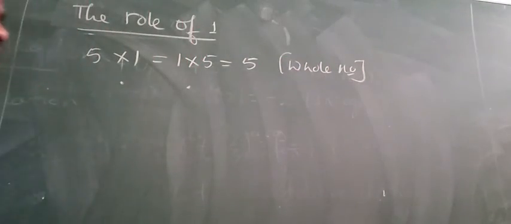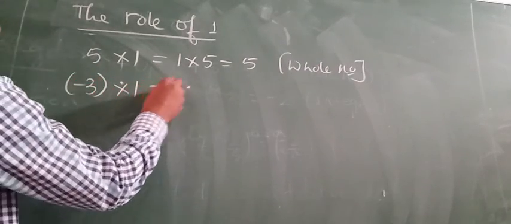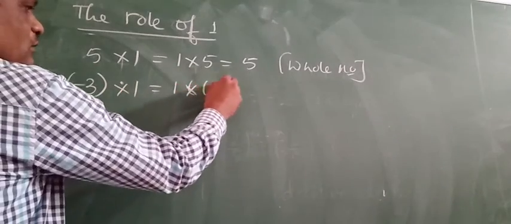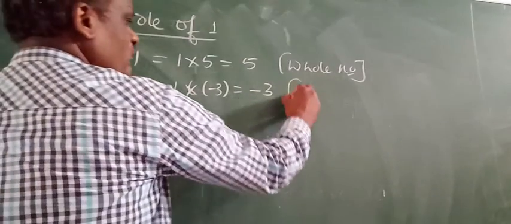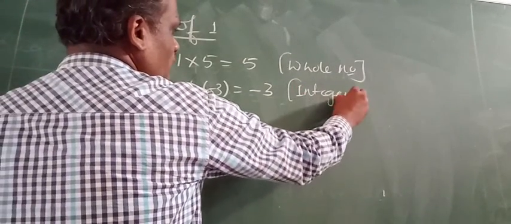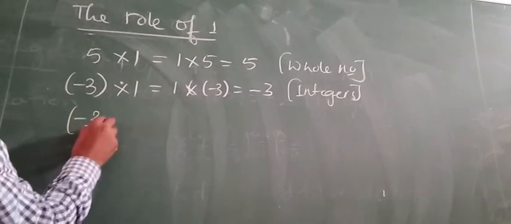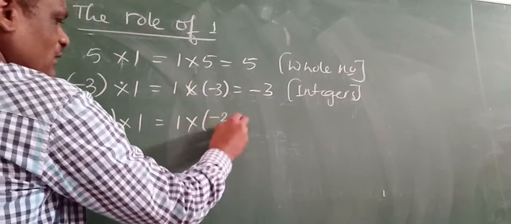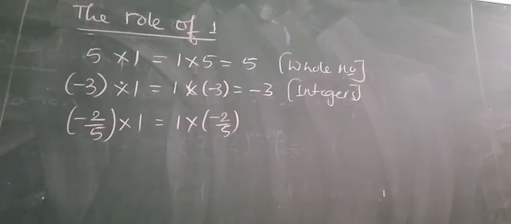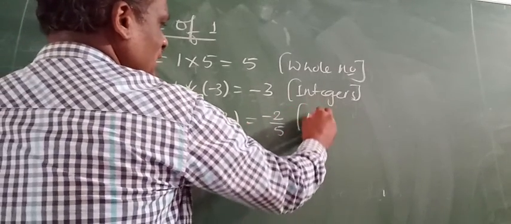Same way, take any integer, minus 3 into 1 or 1 into minus 3. Whatever you do, the answer is minus 3 only. So therefore, for integers also, you multiply 1 to any number, you will get the same number. Now let us take one rational number, minus 2 by 5, multiply this number by 1, or 1 to minus 2 by 5. Either you multiply 1 to minus 2 by 5 or minus 2 by 5 to 1, the answer is minus 2 by 5 only. This is for rational numbers.